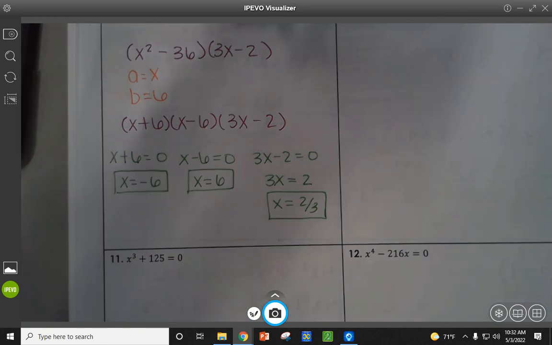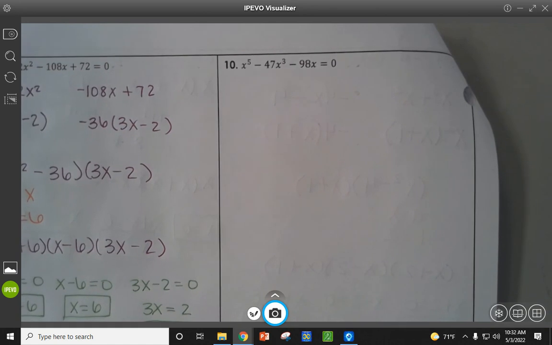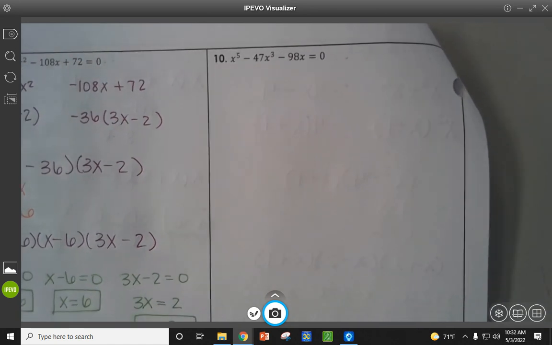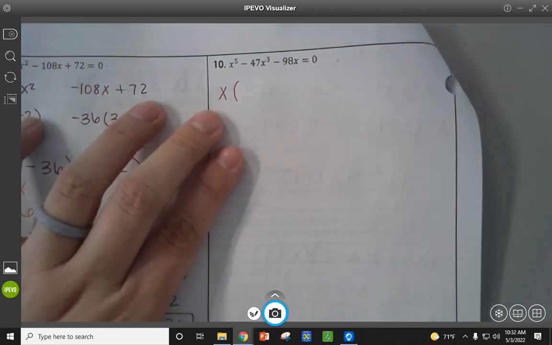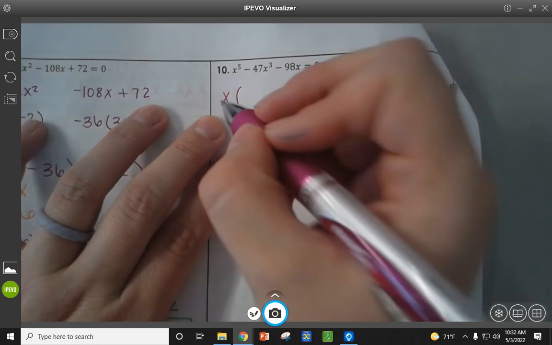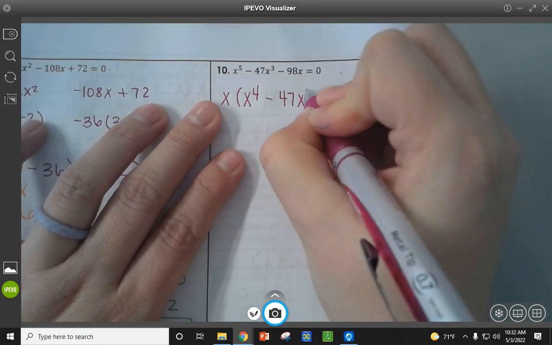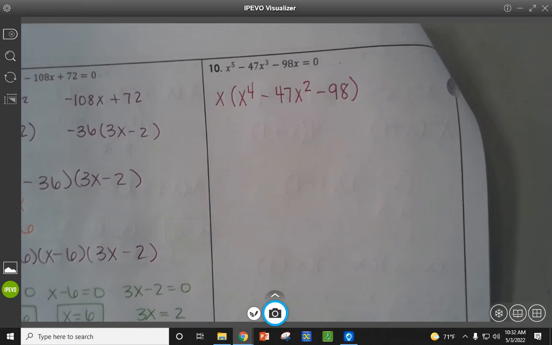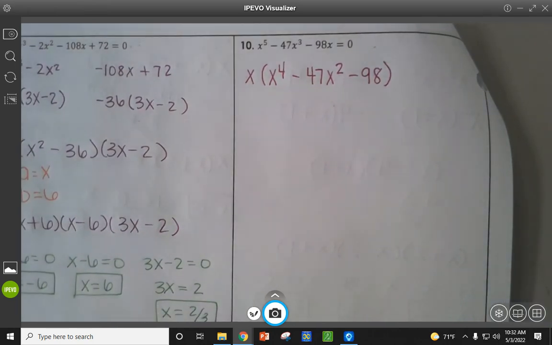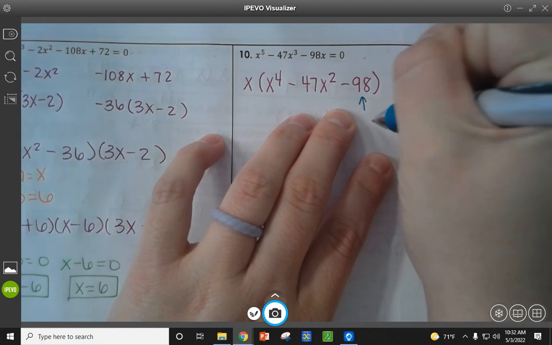We're going to do number 10, and that will be the last one that we do. Is there a GCF? x. Which leaves us with x to the 4th minus 47x squared minus 98. This is a trinomial because there are 3 terms. Multiply to get -98 and add to get -47.